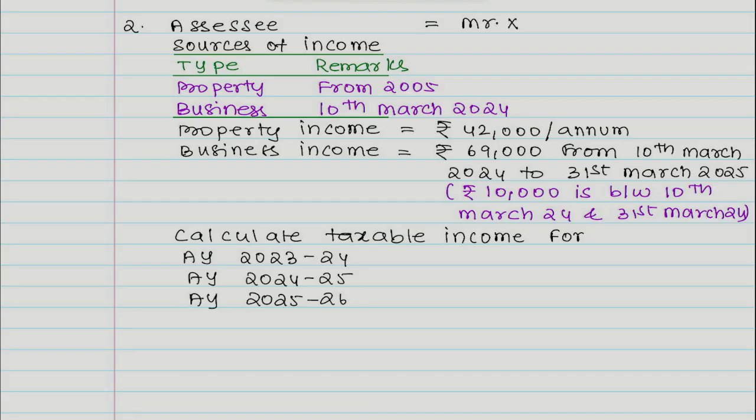Now tell me, with respect to my property income, what is my previous year? 24-25. Business income, what is my previous year? 24-25. Totally, what is my revenue? What is my taxable income? 42,000 plus 59,000. Why 59,000? In that 69,000, last previous year income is also included, 10,000. So 59,000 plus 42,000, the total is the taxable income for the previous year 24-25, also called assessment year 25-26. Did you now understand how to solve the answer?